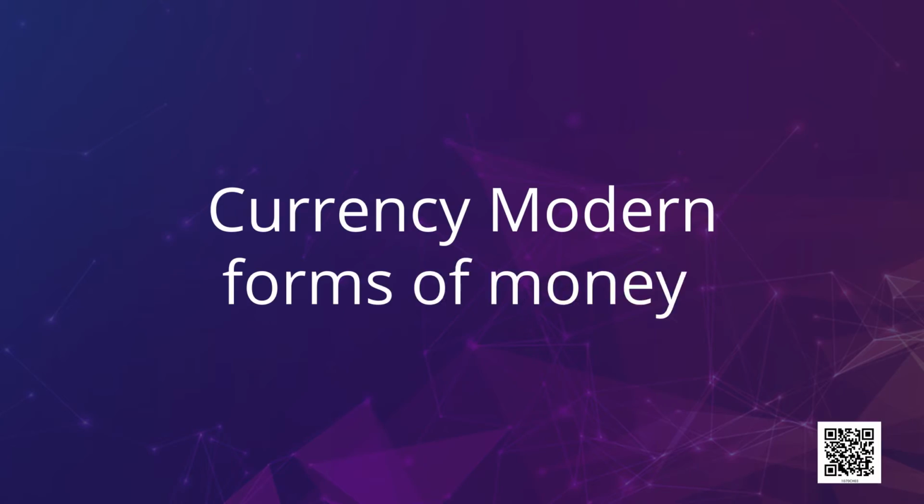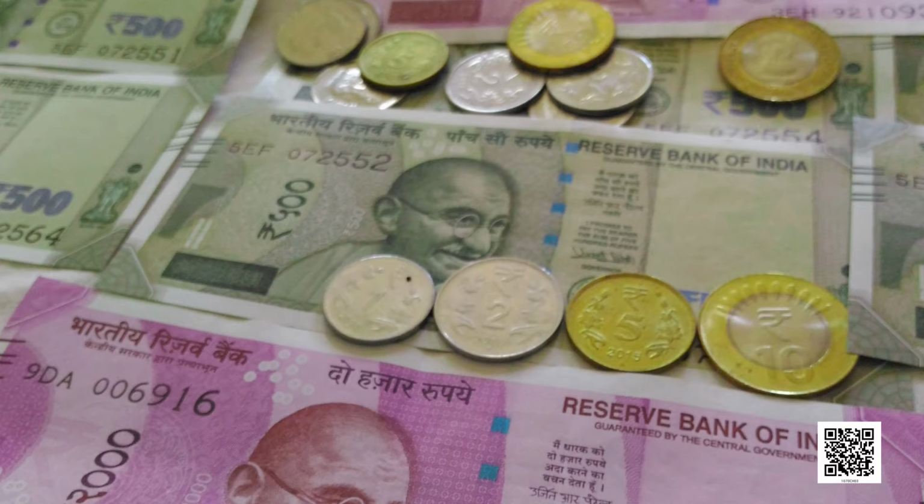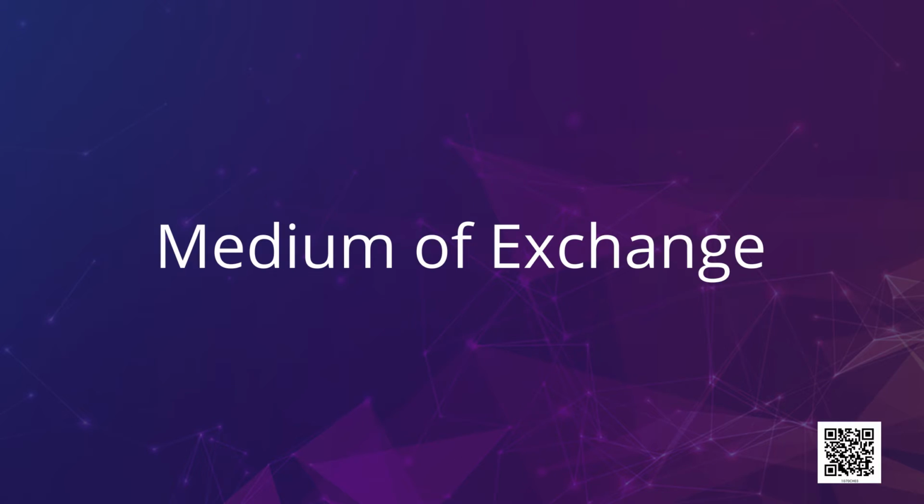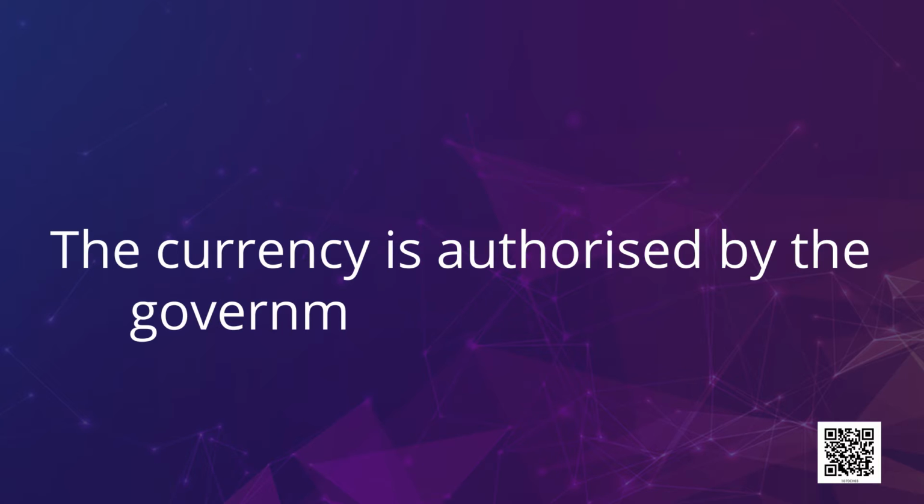Modern forms of money include currency, paper notes, and coins. Unlike the things that were used as money earlier, modern currency is not made of precious metals such as gold, silver, or copper, and unlike grain and cattle, it is not of everyday use. The modern currency is without any use of its own. Then, why is it accepted as a medium of exchange? It is accepted as a medium of exchange because the currency is authorized by the government of the country.